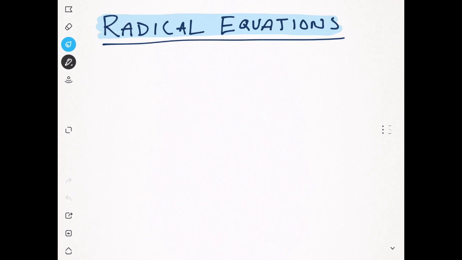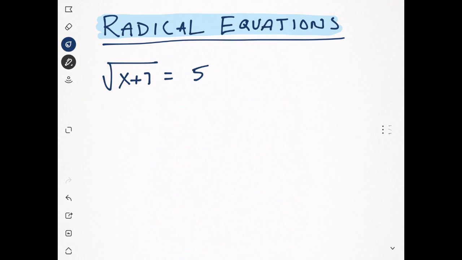Welcome back, everyone. This week we are going to talk about solving radical equations. A radical equation is any equation that has a radical in it. So, for example, we could have something like the square root of x plus 7 is equal to 5. That is a radical equation because there is a radical on the left-hand side.